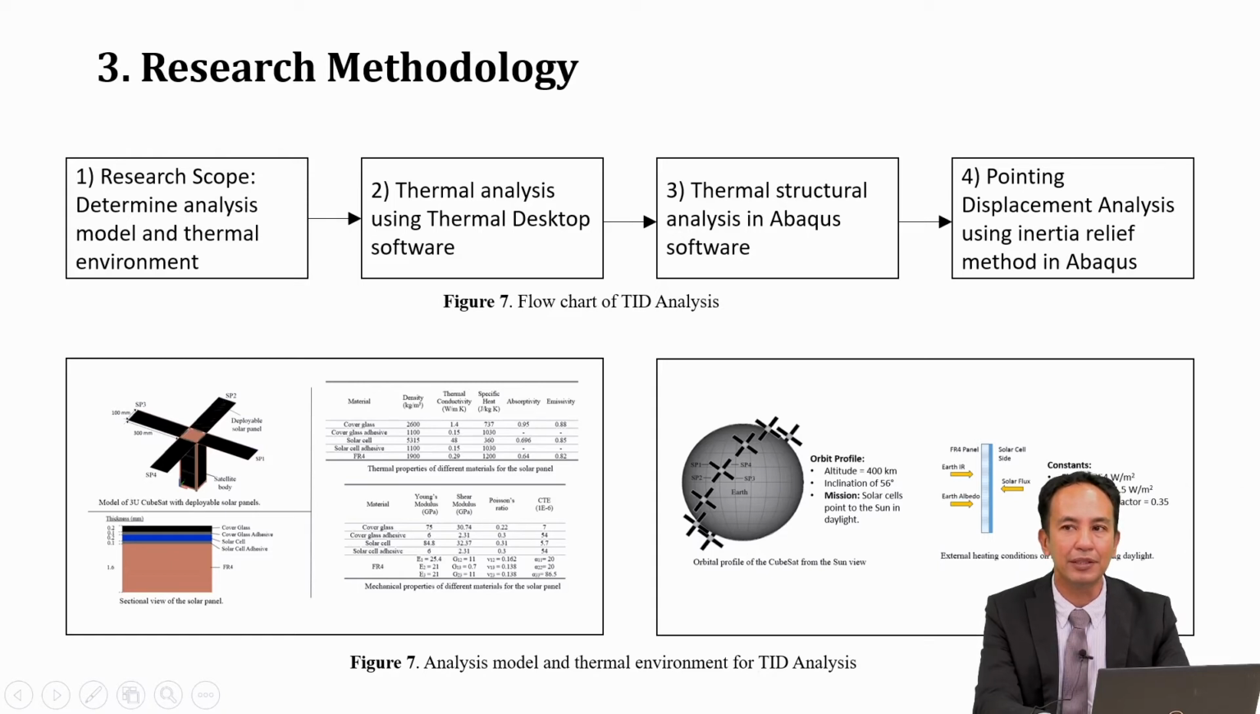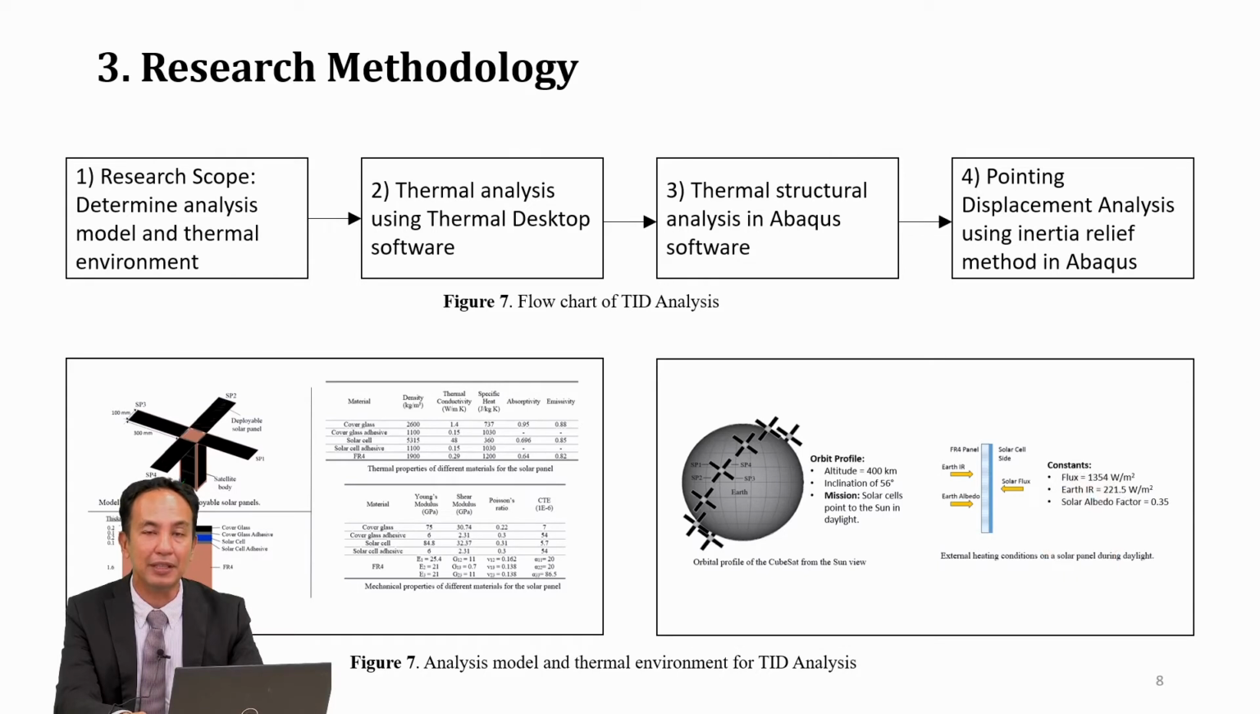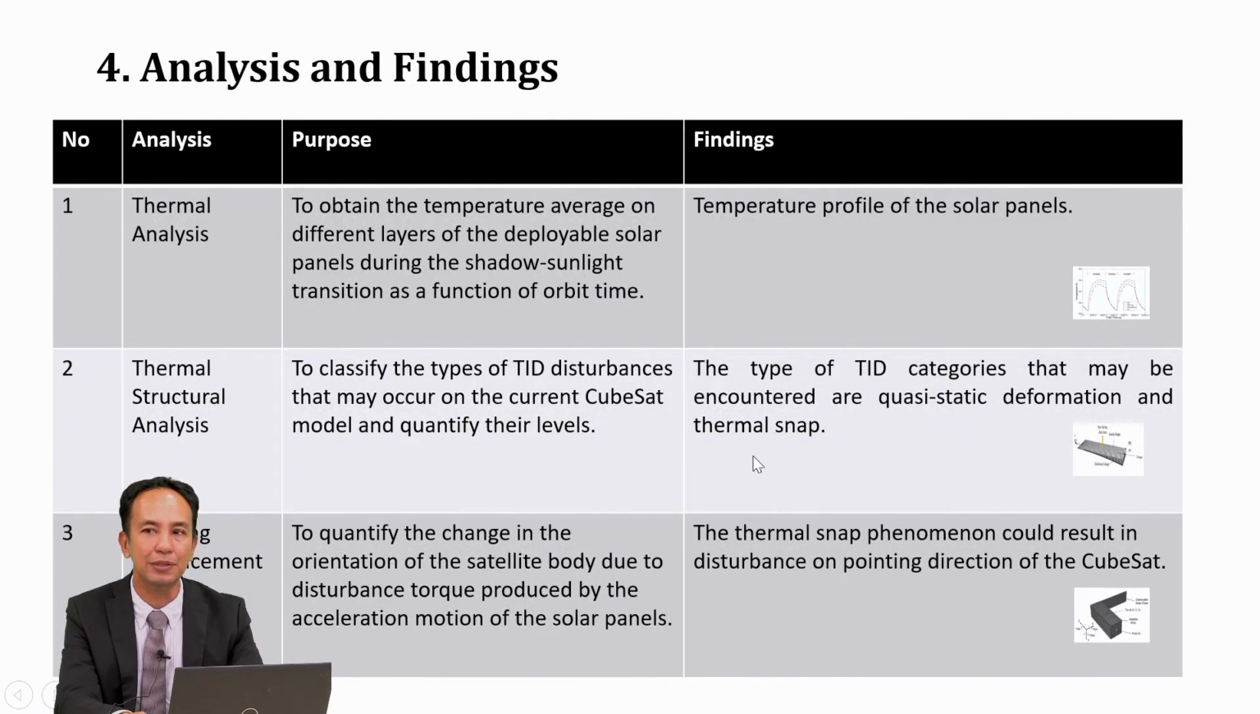Some of the info is shown here in figure 7. From there, we run thermal analysis using a software called Thermal Desktop to obtain temperature profiles of our model. Then, based on the temperature data we had, we ran thermal structural analysis in Abaqus, a finite element software, to classify the types of TID disturbances that could occur. Finally, we ran attitude dynamics analysis using the inertial relief method in Abaqus software to quantify the satellite's rotation due to the TID effect.